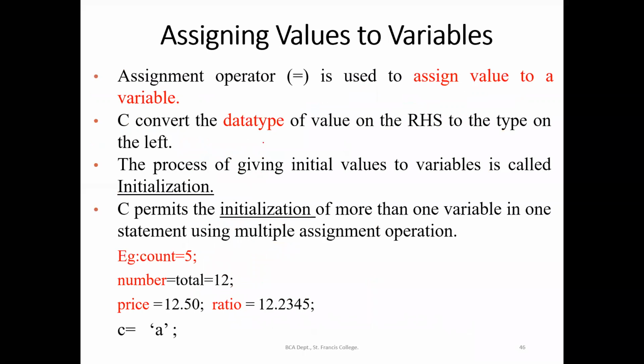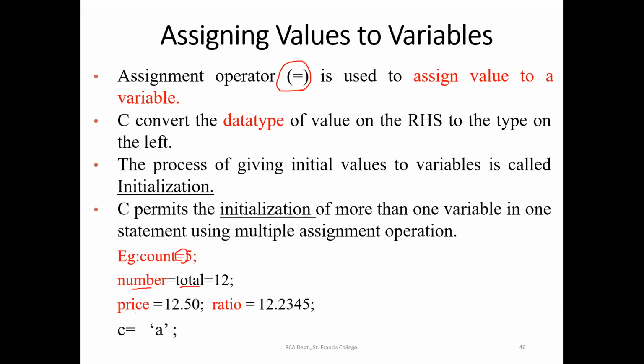Now, the next thing is, after declaration of the variable, we will be assigning values to the variable. Assigning of values to the variable is done using the assignment operator. Suppose I want to assign the value of count as 5, we use an assignment operator. Here you see count equal to 5. And if you want to assign 12 to both the variables number and total, you can do it in the same line: number equal to total equal to 12.